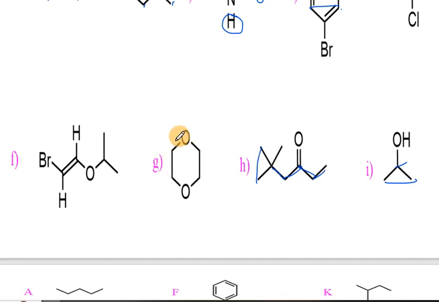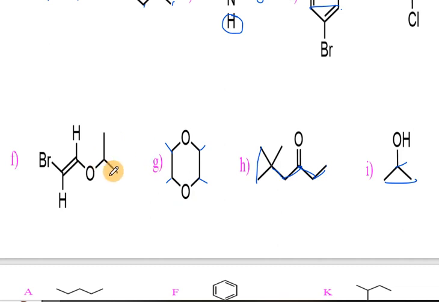This compound, of course, will display just one signal for proton NMR, because this side, this side, this side, and that side are all the same. So this one, there's one and only one signal for both carbon 13 and proton NMR.